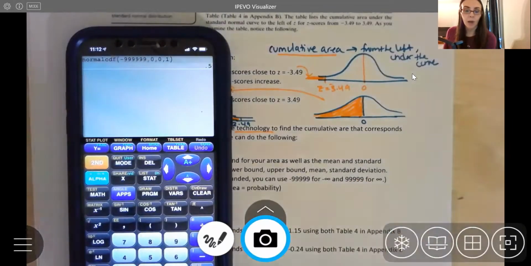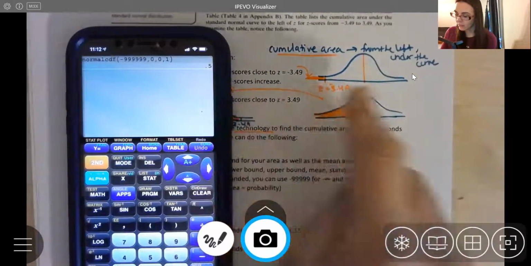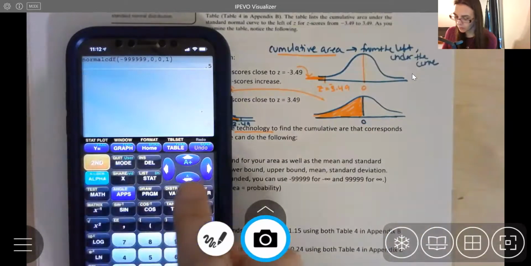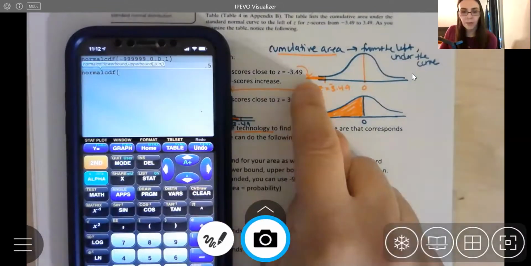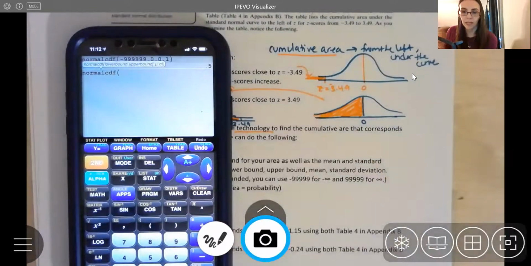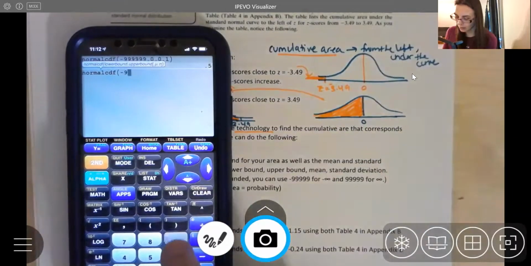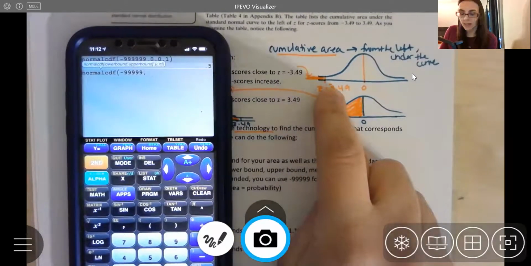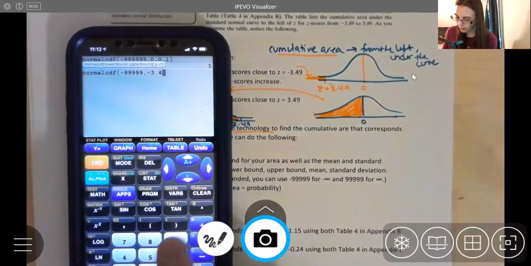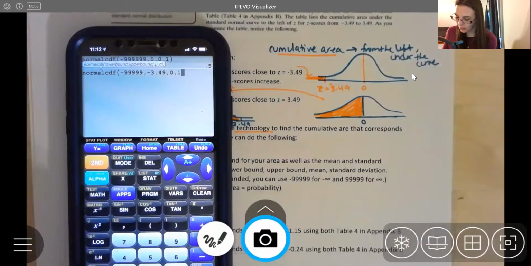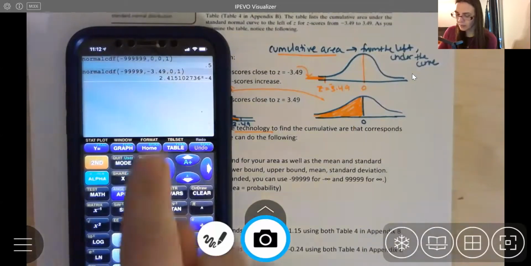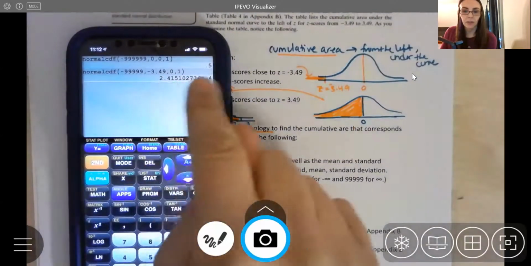So I can do this for all my different z values. So I could try this one here, right? I do second, bars, normal CDF. Now my lower bound here, there wasn't one. It would keep shading down. So negative 99999. My upper bound here was negative 3.49. My mean was 0, and my standard deviation was 1. And you can see here, I get a very, very small number.